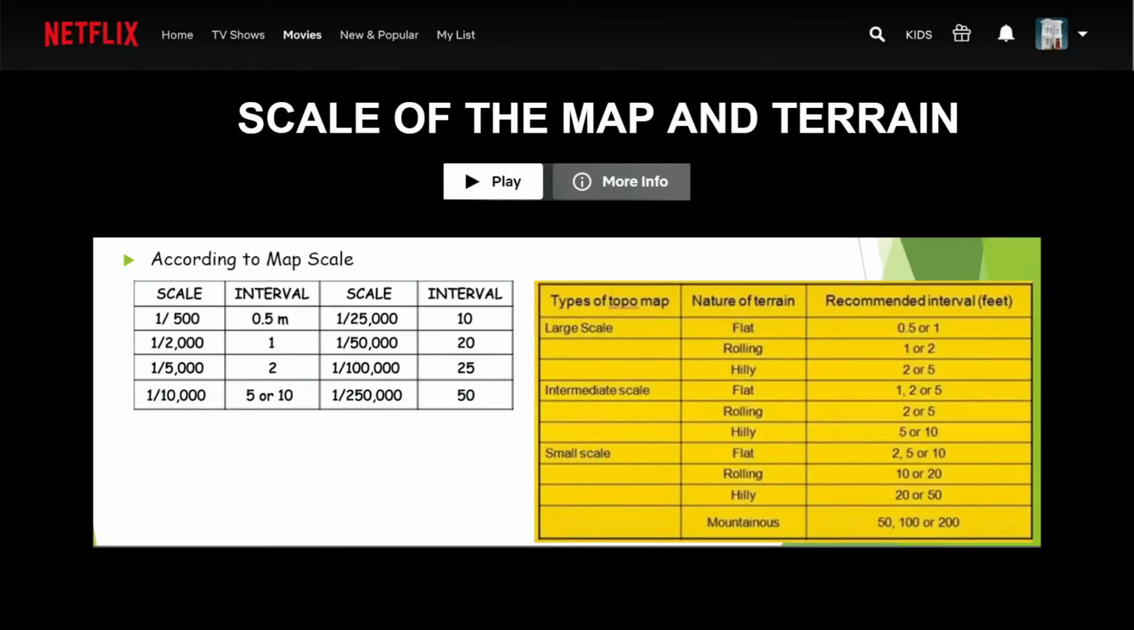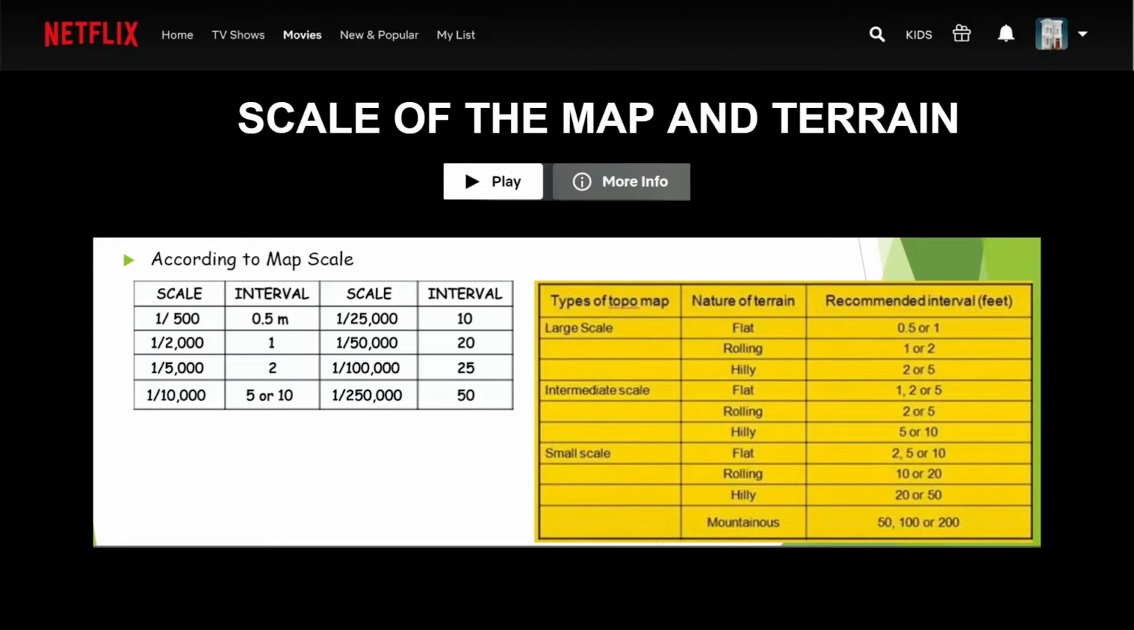Another way of determining the contour interval can depend on the scale of the map and the terrain. As you can see from the scale of the map, from 1 over 500 to 1 over 250,000, as the scale gets smaller, the interval gets bigger. In the yellow table on the right, there are types of topographic maps, which are the large scale, intermediate scale, and small scale, and it features the nature of the terrain.